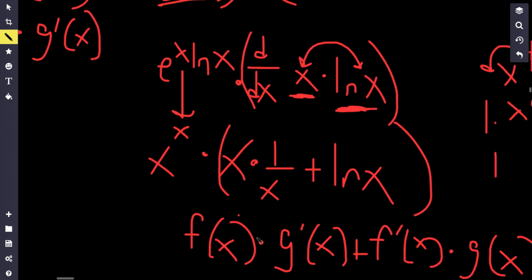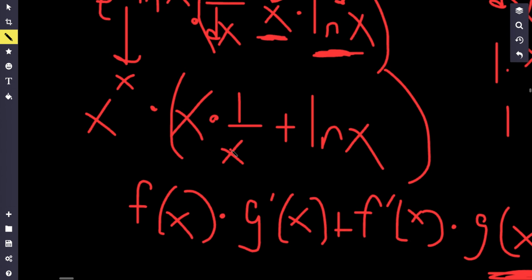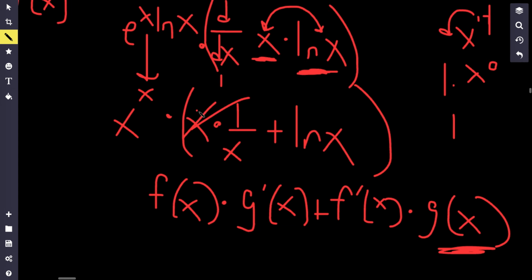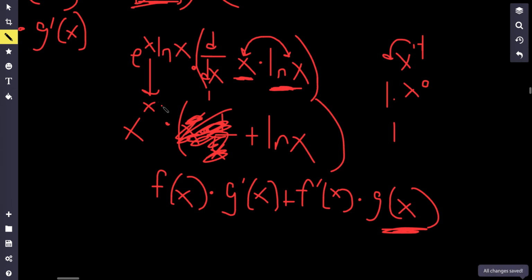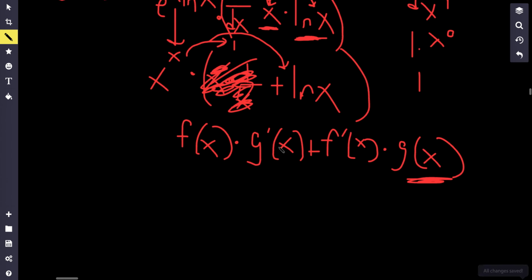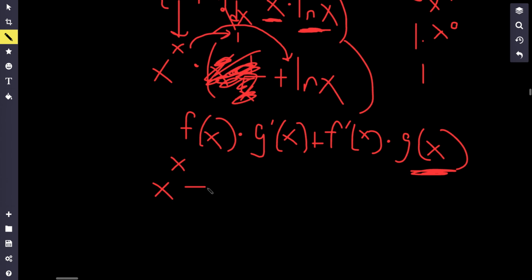Right over here, we can simplify things a little bit. x times 1 over x, that's just going to be equal to 1, right? Because the x's cancel out. So now all we have to do is distribute the x to the x power to everything. So it's just going to be x to the x plus x to the x ln x. And that's our answer.